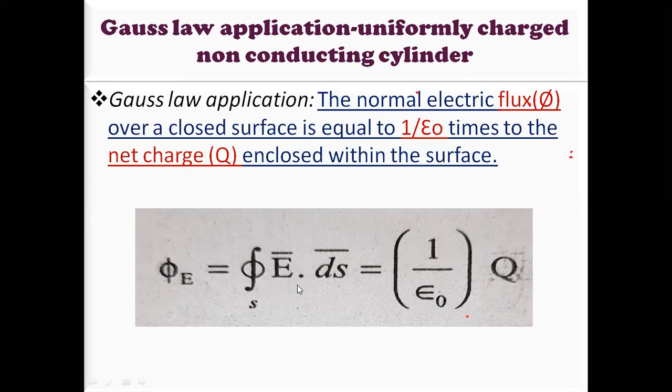The differential form of Gauss law is stated as del bar dot E bar equal to rho by epsilon naught, or del bar dot capital D bar equal to rho, where rho is the volume charge density. So the normal electric flux over a closed surface is equal to 1 by epsilon naught times the total net charge enclosed by that surface. This is the statement of Gauss law. Keep this statement in mind.